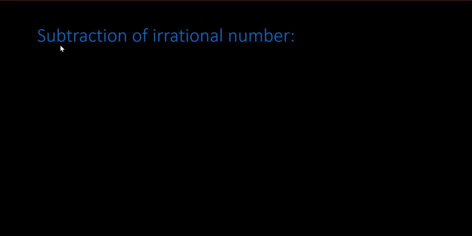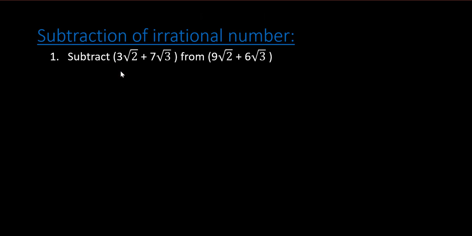Next we have subtraction of irrational numbers. Question number 1: subtract 3 root 2 plus 7 root 3 from 9 root 2 plus 6 root 3. So we can write (9 root 2 plus 6 root 3) minus (3 root 2 plus 7 root 3).